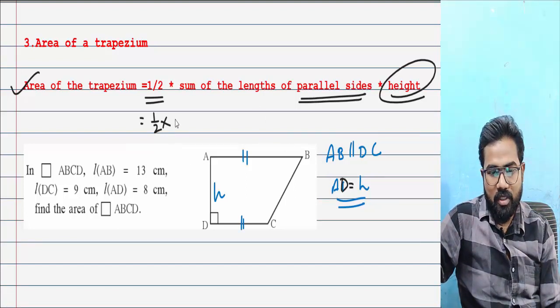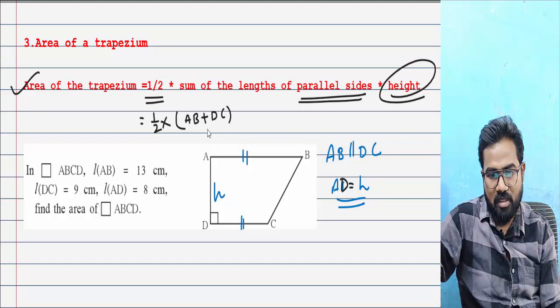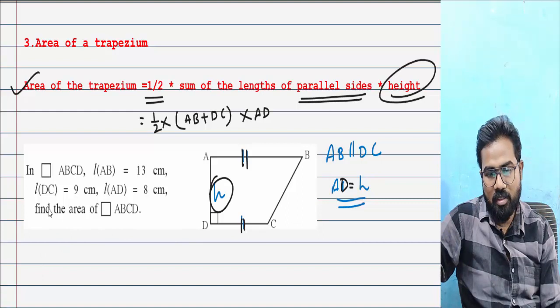So we need to find the area of the trapezium. The area of the trapezium is the sum of the parallel sides. What are the parallel sides? AB and DC. We have to add them. That is AB plus DC, into height. Height is AD. Multiply by AD. So these two added, into H.